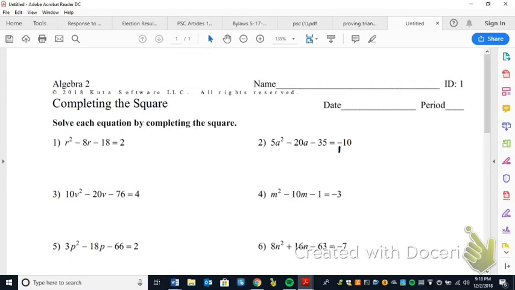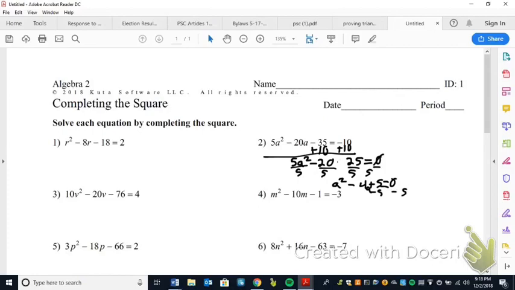Okay, next up, number 2. I'm going to add 10 to both sides. Now that's going to give me 5a squared minus 20a plus 25 equals 0. Now here I'm going to have to divide by 5. Because remember, what I need is that form to be x squared plus bx plus c equals 0. Okay, so that gives me a squared minus 4a. That's an a right there. I forgot to put the 4a in. Plus 5 equals 0.